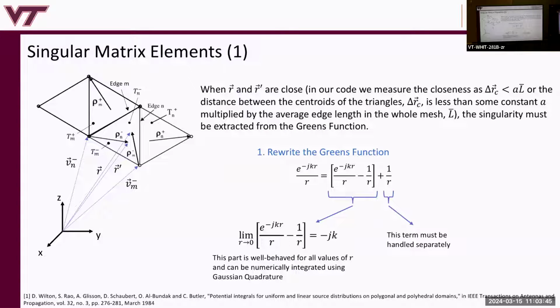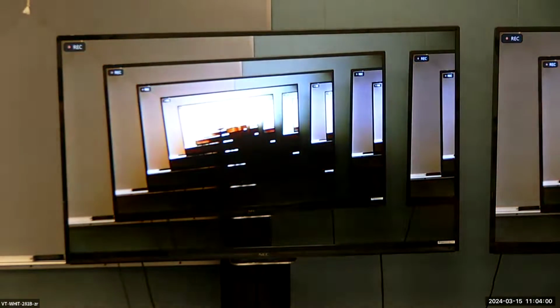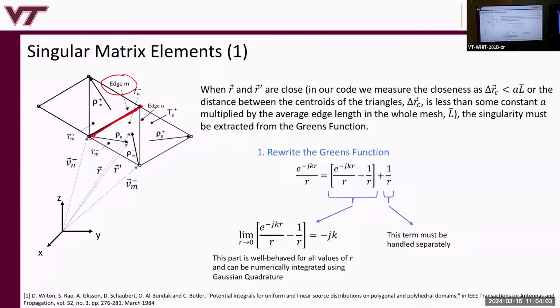So let's launch into the singular matrix elements. How do we calculate this self term? So here's what I'm showing: two edges. I'm showing edge M here, which is this edge here. So that means it has this triangle and that triangle, right? And edge N, which is this edge here, which has this triangle and this triangle. That means that this triangle here belongs to both the testing and the basis functions, right? Okay, so that means those triangles overlap.